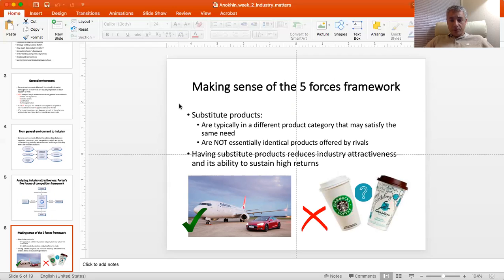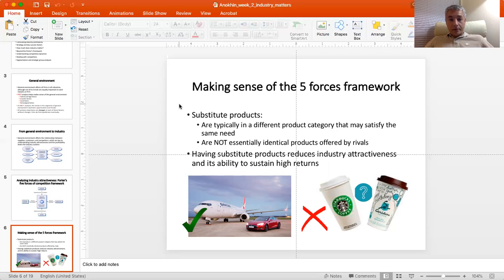And we're going to start with substitute products, primarily because in all my years of teaching, I've seen that this one is probably most misunderstood by students and by a lot of other people. So when we talk about substitutes, we typically talk about products that are in a different product category that may still satisfy the same need. And so when you look at airlines and let's say Delta, and you try to figure out what the substitute products are for Delta, we're not going to look at Southwest. We're not going to look at United, right? Because that would be competition within the industry, and that's a different force.